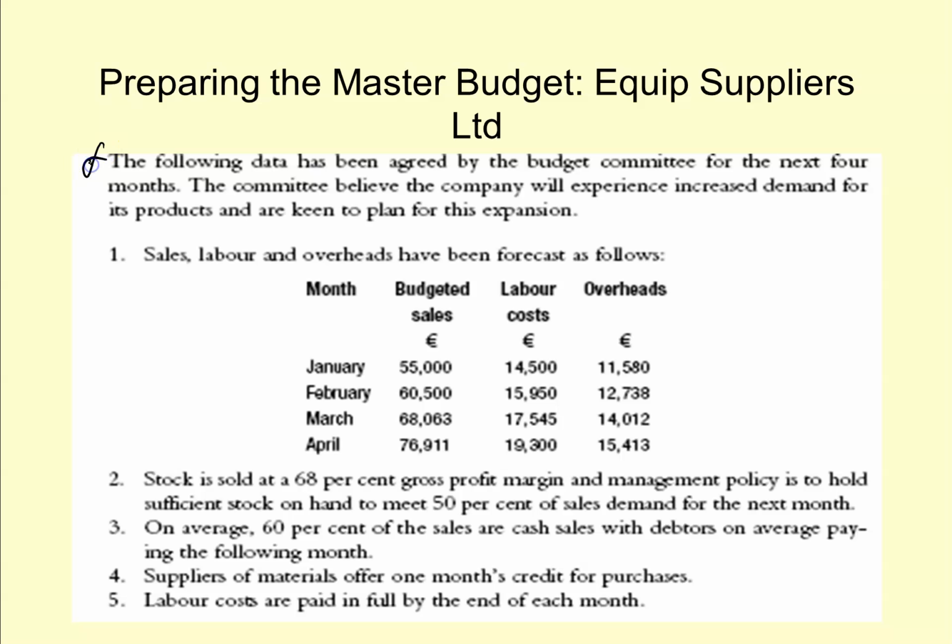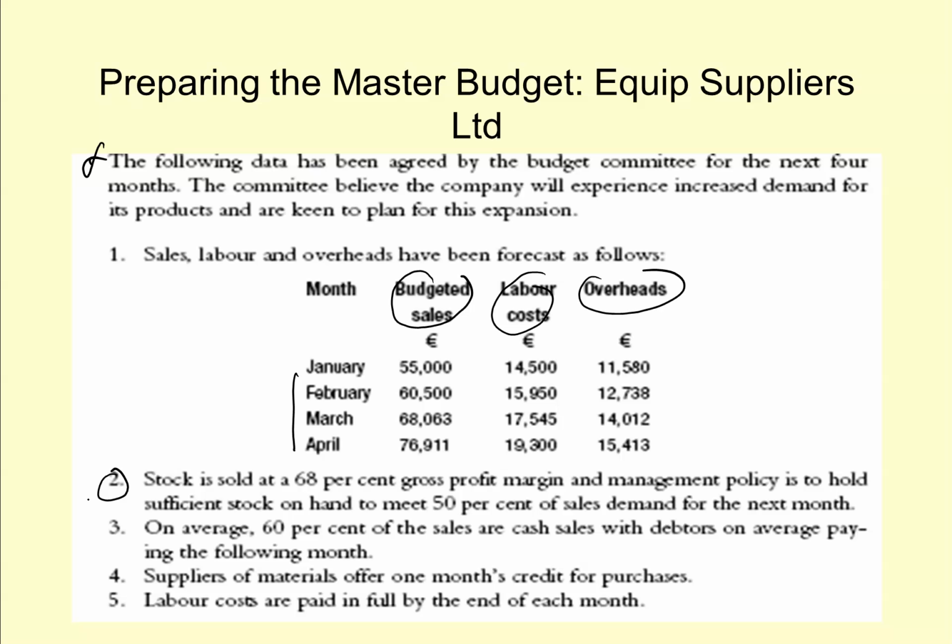Up here again. The following data has been agreed by the Budget Committee for the next 4 months. The committee believes the company will experience increased demand for its products and are keen to plan for this expansion. So what we have here is the budgeted sales for the next 4 months, labor costs, and the overheads. Now, we've given additional information here.